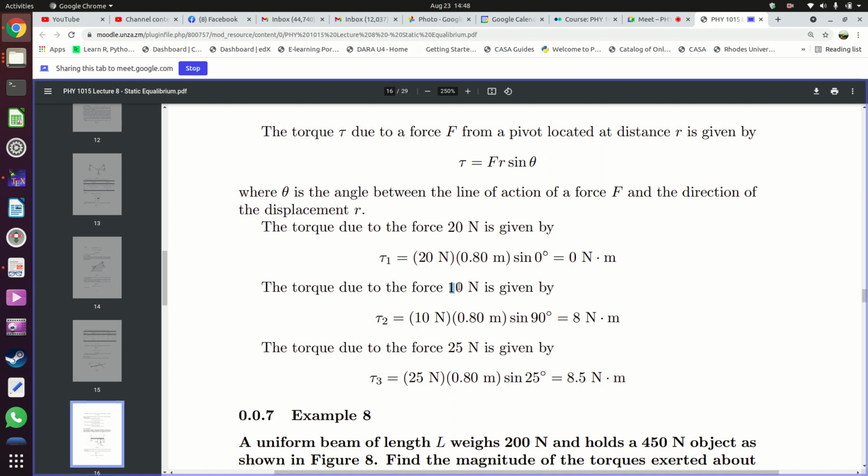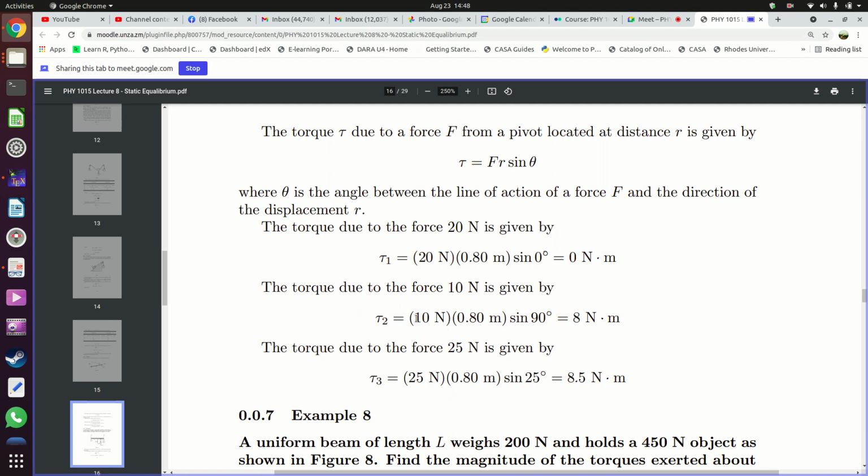Then you've got the 10 Newton force, whose torque we're going to call tau 2. That's going to be 10 newtons times the distance from the pivot to the point where the force is being applied, which is 0.8, then sine 90 degrees, and you end up with 8 Newton meter. Then there's a 25 Newton force, so that's 25 newtons times 0.8 meters times sine 25, and you're going to end up with 8.5 Newton meter. Are we clear?